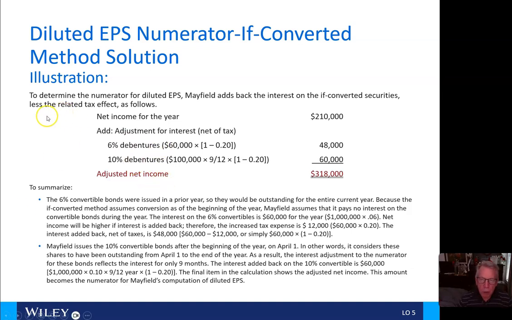So to determine the numerator for diluted earnings per share, Mayfield adds back the interest on the if-converted securities, less the related tax effect. So here's the income for the year, and we're going to add the adjustment for interest. The 6% debentures will take 60,000 times 80%, which is 1 minus the tax rate. And for the 10% debentures, we're going to take 9 months of that, again, times 80%. And that gives us adjusted net income.